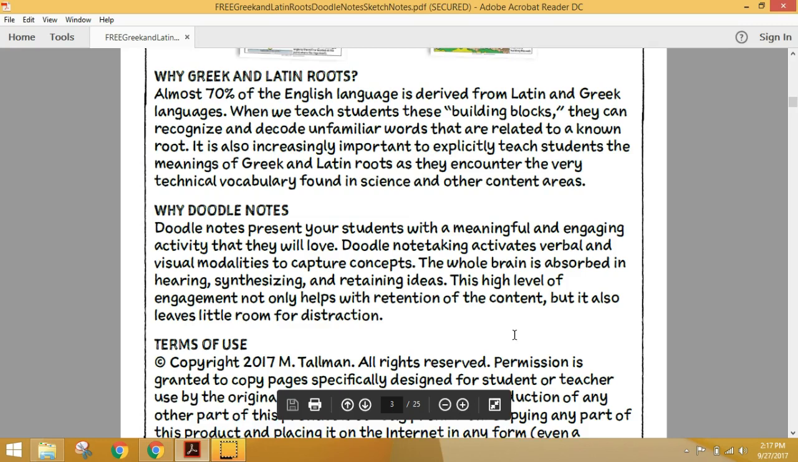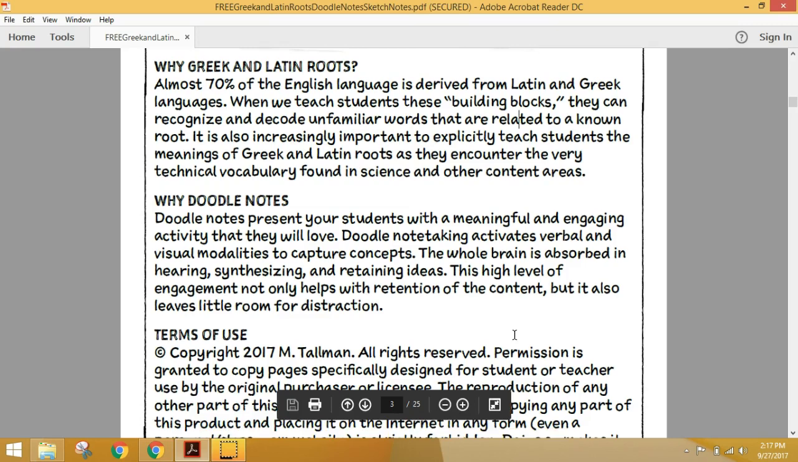Okay, why doodle notes? Doodle notes present your students with a meaningful and engaging activity that they'll love. Doodle note-taking activates verbal and visual modalities to capture concepts. The whole brain is absorbed in hearing, synthesizing, and retaining ideas. This high level of engagement not only helps with retention of the content, but also leaves little room for distraction.